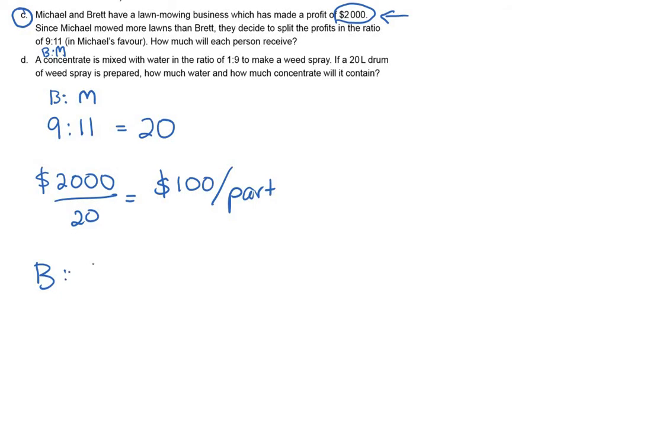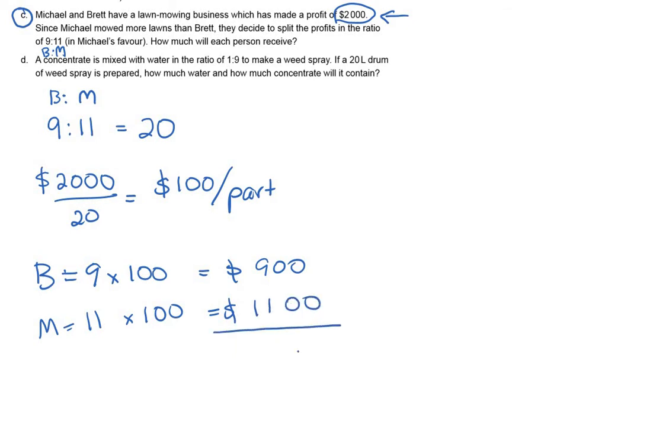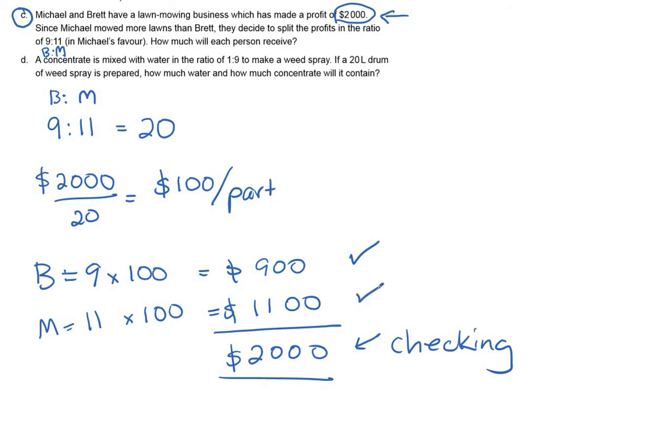Brett has 9 parts. So Brett gets 9 lots of the $100, which gives him $900. And Michael gets 11 lots of the $100, which gives him $1,100. So if I add those two together, that gives me my $2,000. So that's a way of checking that I'm correct. Okay, and so that's my final amount. So Brett gets $900, Michael gets $1,100.